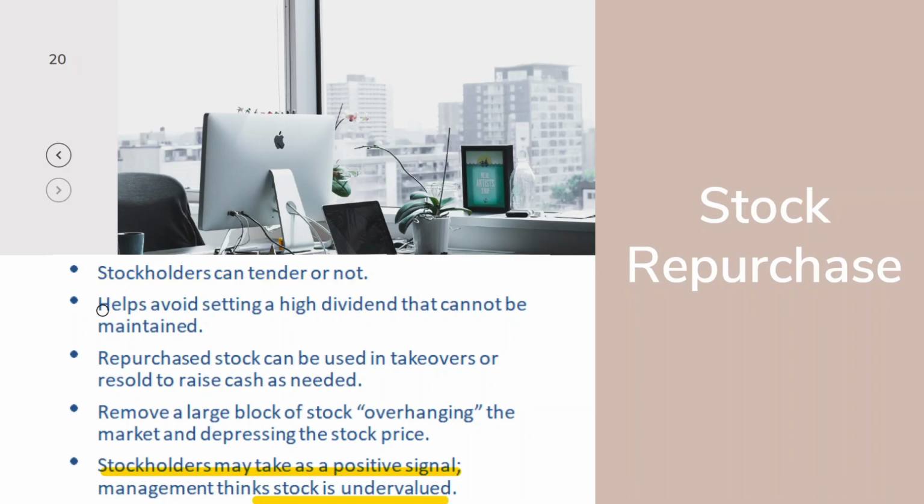The corporate managers may decide to repurchase stock to avoid setting a high dividend payout ratio that cannot be maintained in the future. Because in the future, the company may not have extra cash. This extra cash could be one-time only. So it may initiate a stock repurchase program rather than paying it out as cash dividends.